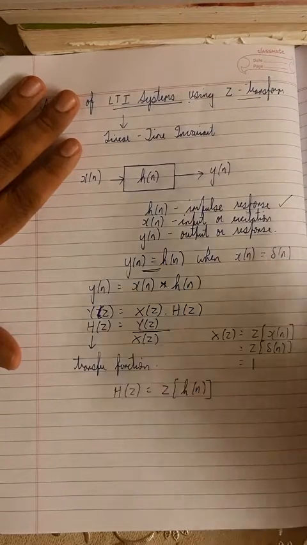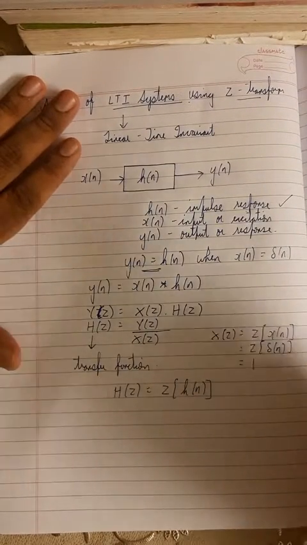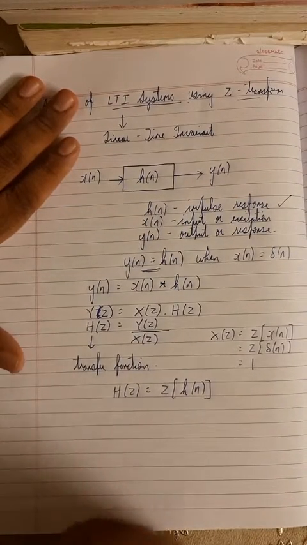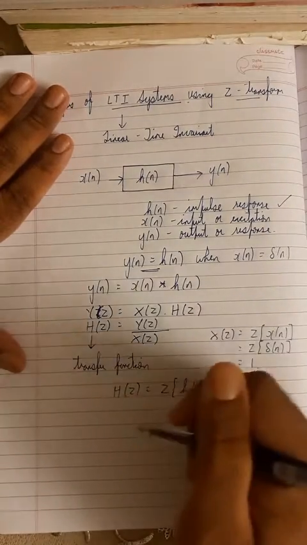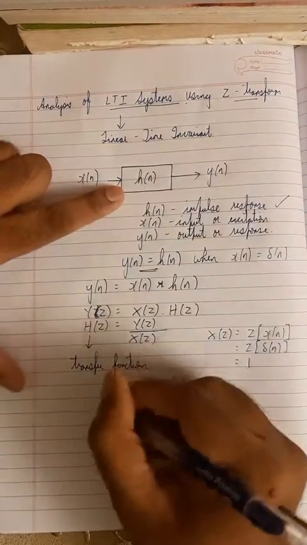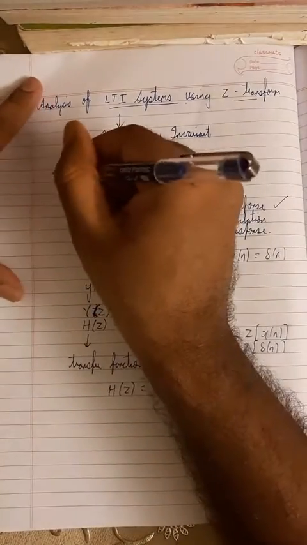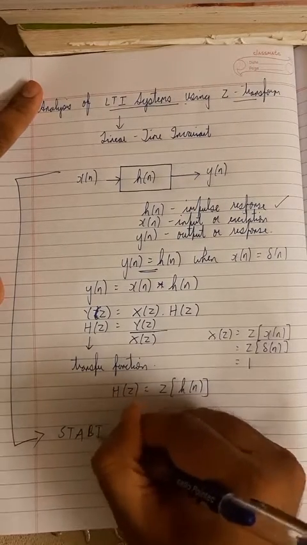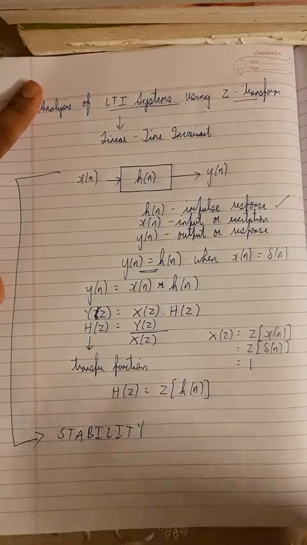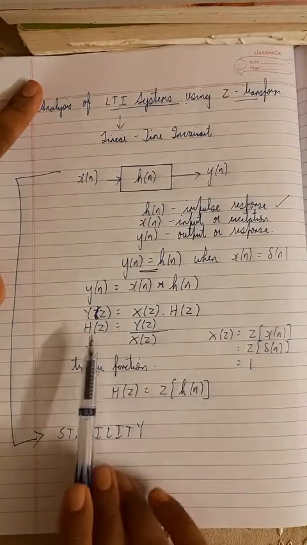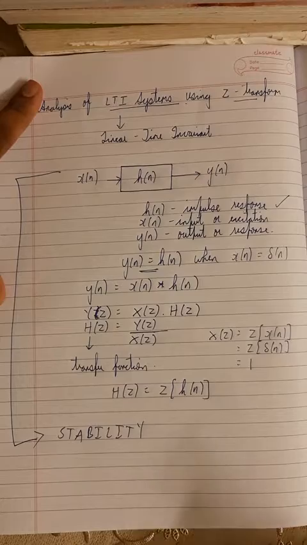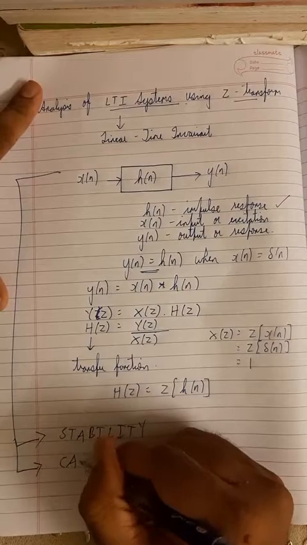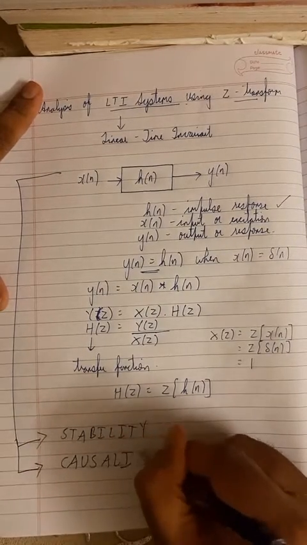Okay, now another advantage of finding the transfer function using z transform is that we can check whether this LTI system is stable or not. Or in other words, we can check the stability of the LTI system by looking at the h of z, right? And we can also check whether this LTI system is causal or not.